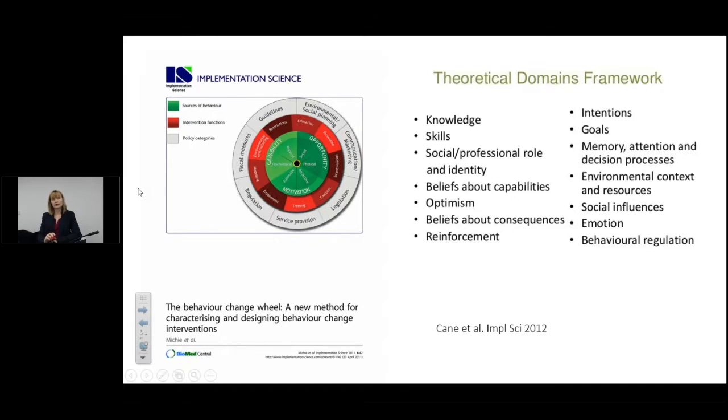And just a little bit more about the theoretical domains framework. I'll be running through or categorising things in terms of these dot points about knowledge, skills, social and professional role, beliefs about capabilities, optimism, and so forth. I won't mention every one every time, but that's just to give you a bit of a picture about how we'll organise the sorts of things we're talking about.